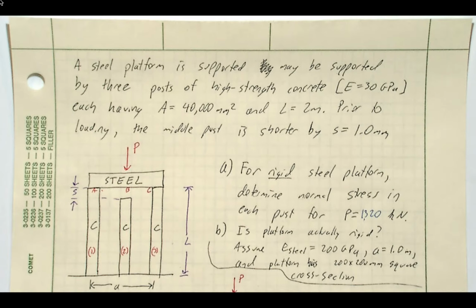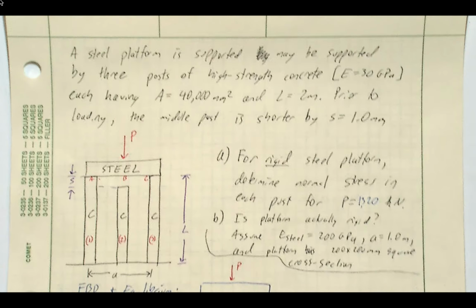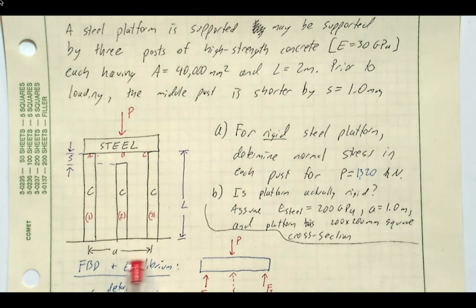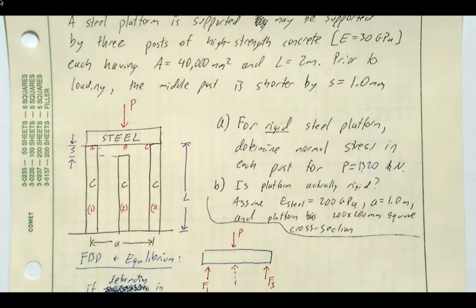But first for A, let's assume it's rigid and determine the normal stress in each of the posts if the load is 1,320 kilonewtons. So that's a huge load. But maybe this could be some sort of a statue or a monument. And so I think we've labeled everything except this A, and the A only comes in part B, and we'll come back to part B when we get there.